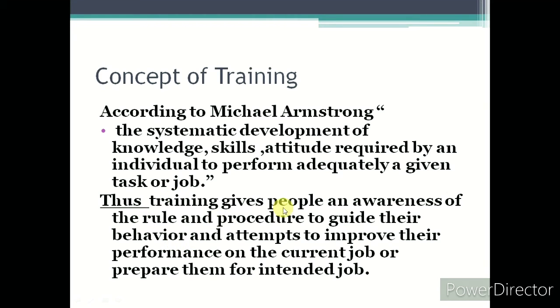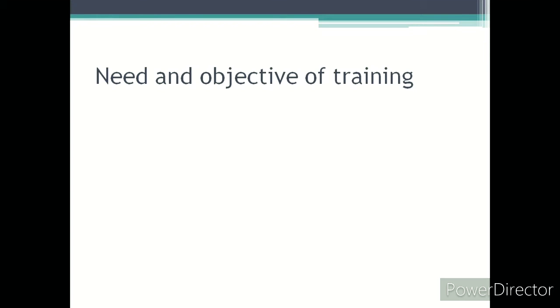In simple words, we can say that training gives people an awareness of the rules and procedures to guide their behavior, and attempts to improve their performance on the current job or prepare them for an intended job. Here it is said that training helps to introduce the rules and procedures of the organization, so that they can build the behaviors or attitude required to perform their present job as well as prepare them for an intended job. This is training. Now here we discuss the need and objective of training.